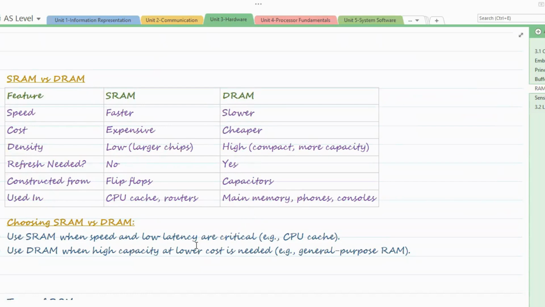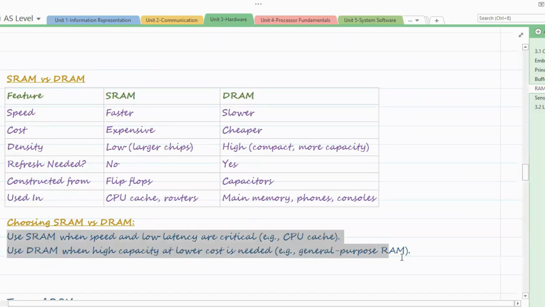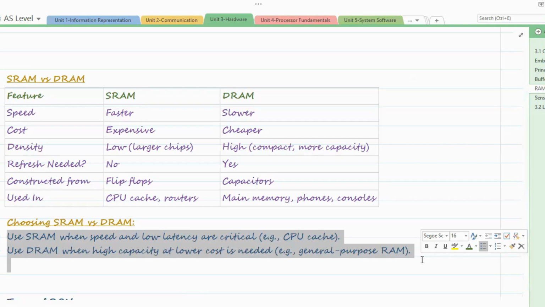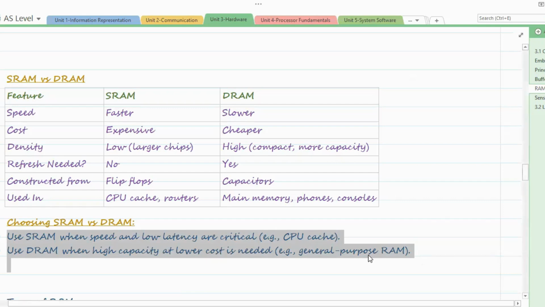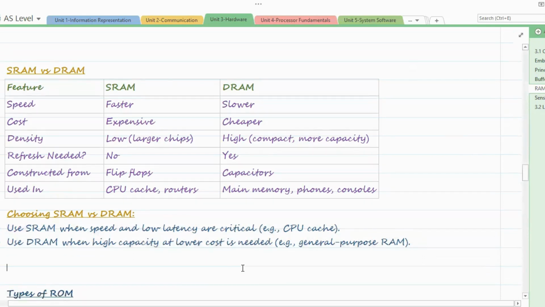Also, sometimes they do ask questions where you have to justify why are you suggesting SRAM in place of DRAM, or why are you suggesting DRAM in place of SRAM in a particular given scenario. So SRAM should be used when speed and low latency are critical. And DRAM is used when high capacity at lower cost is needed. So remember these pointers whenever you have to justify your points, right?